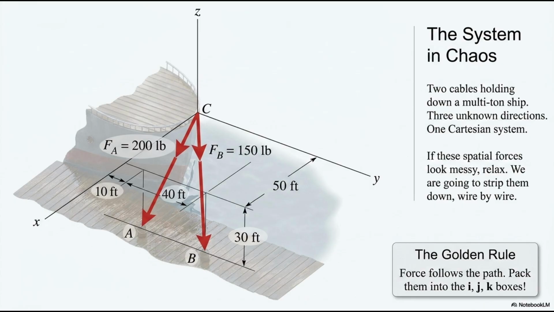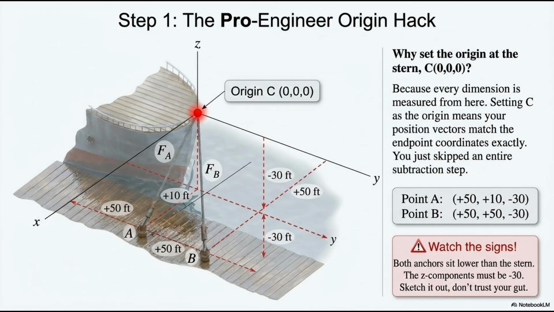What's the giveaway here? We have 2 cables running from point C at the stern to mooring post A and B on the dock. The force directions are dictated purely by geometry, and we need the magnitude and coordinate direction angles of the resultant force. This is a textbook coordinate to vector workflow. First, let's establish the origin. We'll set it at C.